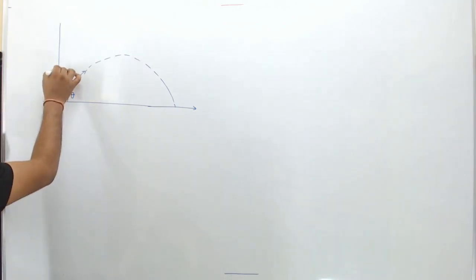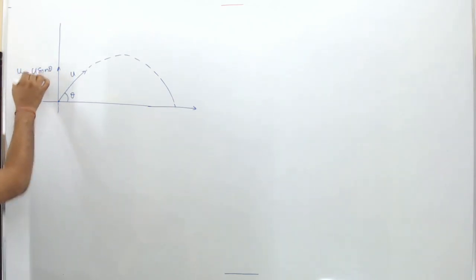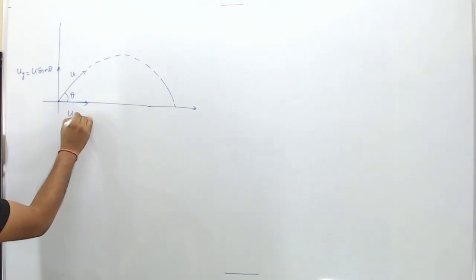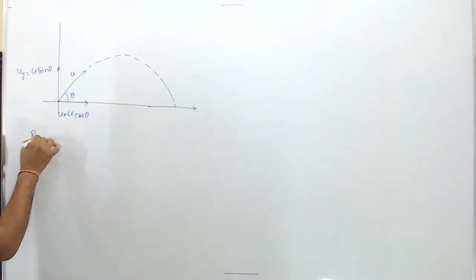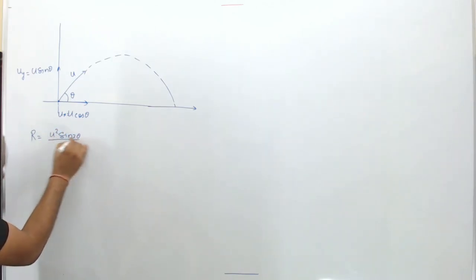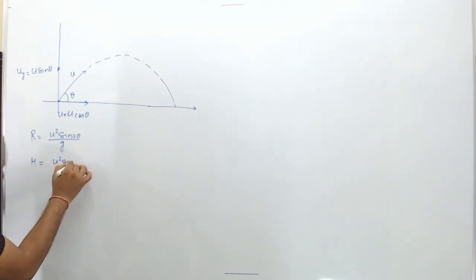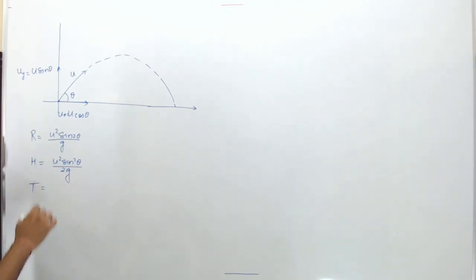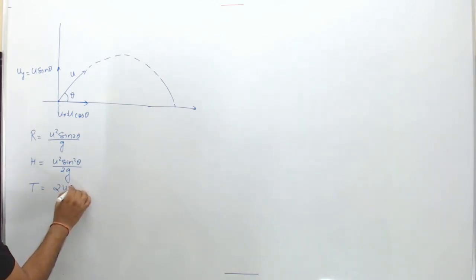Now, in the previous video lesson, we have seen that we had u sine theta as the vertical velocity and u cos theta as the horizontal velocity. The range of the projectile was given as u square sine 2 theta upon g. The height of the projectile was given as u square sine square theta upon 2g, and the time period of the entire flight was given as 2u sine theta upon g.